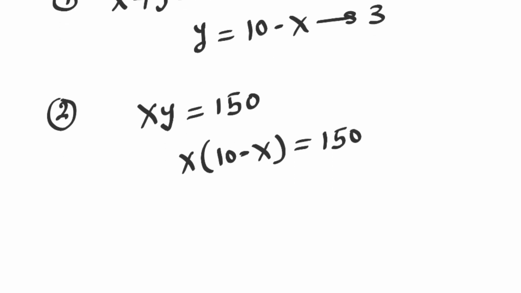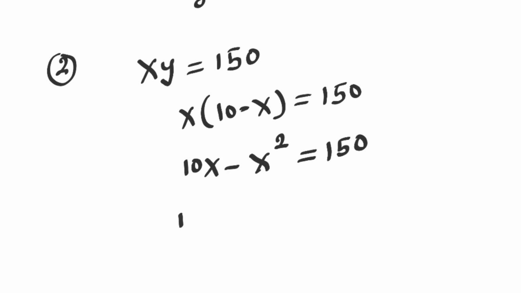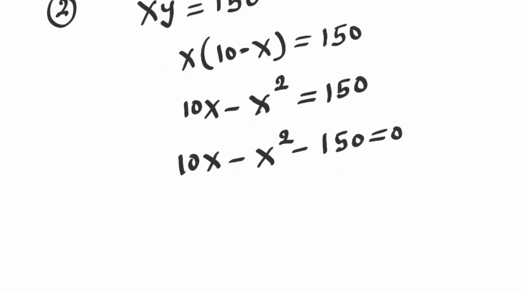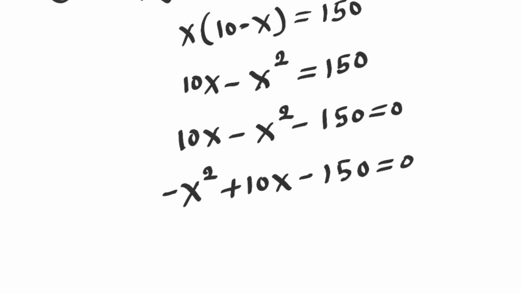Let us open the bracket with this x multiplied by 10. 10x minus x multiplied by x, x squared, is equal to 150. This can be written as 10x minus x squared minus 150 is equal to 0. Let us put this in standard form. Minus x squared plus 10x minus 150 is equal to 0.